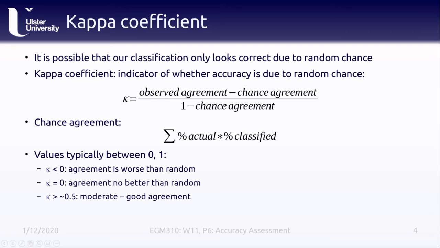Values greater than about 0.5 are considered moderate or good, depending on who you talk to. To put this another way, a value of 0.5 means that we've done 50% better than we would expect by random chance alone.